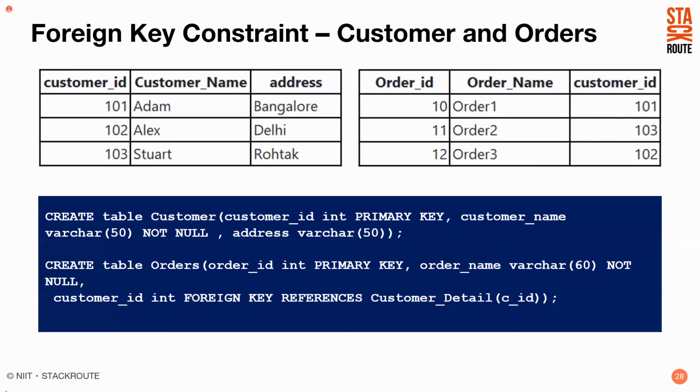The syntax to create a foreign key to reference another table's primary key is, listen, step 1: you will be creating a primary table. Create table, table name, customer ID, customer name, address, and you make customer ID the primary key. This is as simple as what we discussed in the morning.